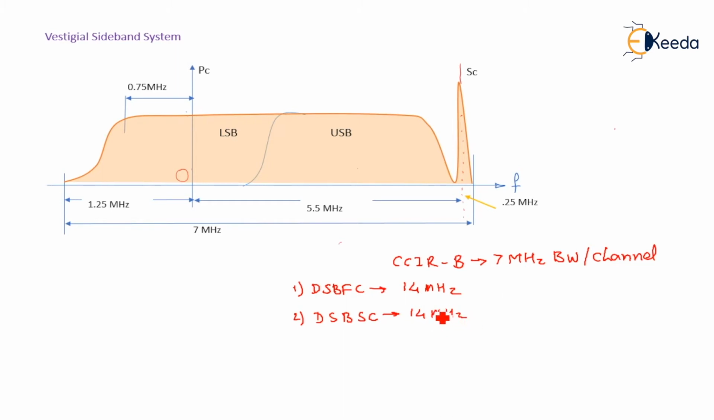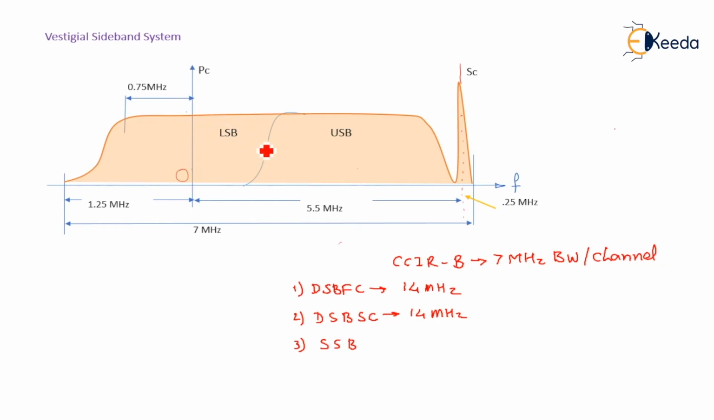So it is one type of the SSB we use, in which the upper sideband is completely transmitted and part of the lower sideband is sent along with this, and the remaining portion of that particular lower sideband is vestigial, that means it is being suppressed.